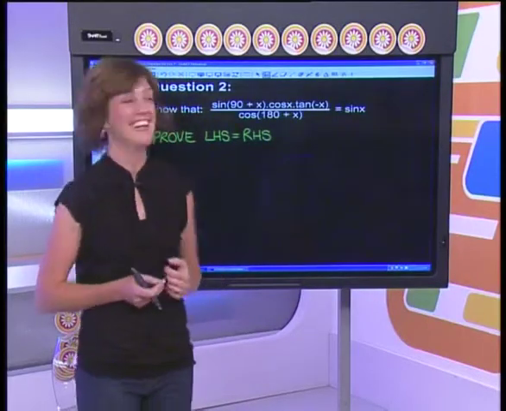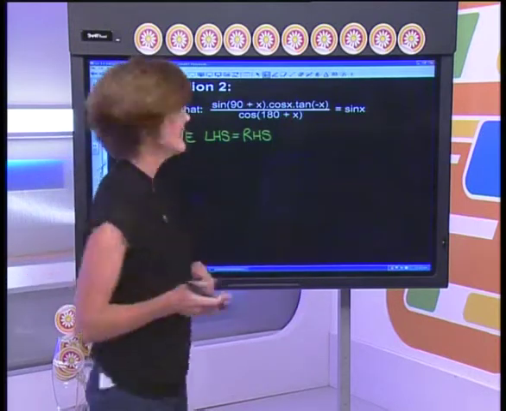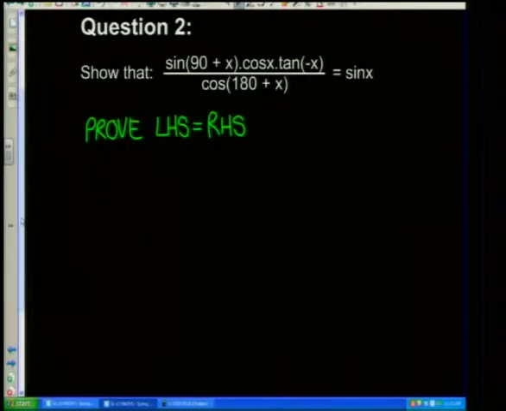Okay. Let's have a look at this example over here where we are proving our left-hand side equal to our right-hand side. I have got sine of 90 plus x multiplied by cos of x times by tan of negative x. Okay, so here's something to watch out for over here. We're going to just make a little mental note that we're going to have to be careful there. We are going to have to be careful over here as well.